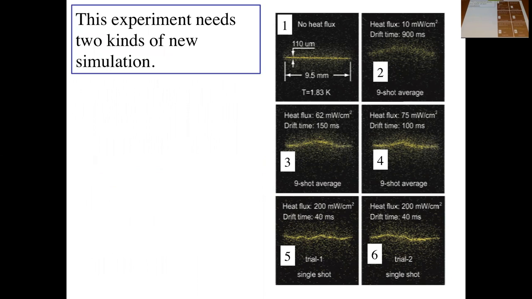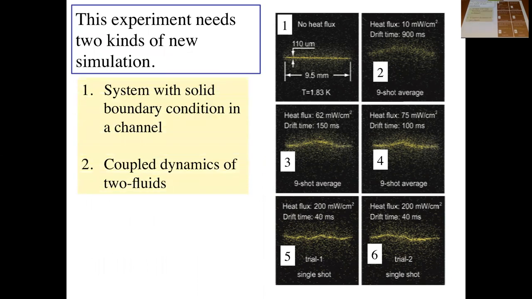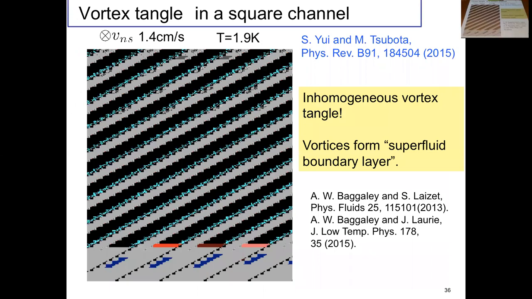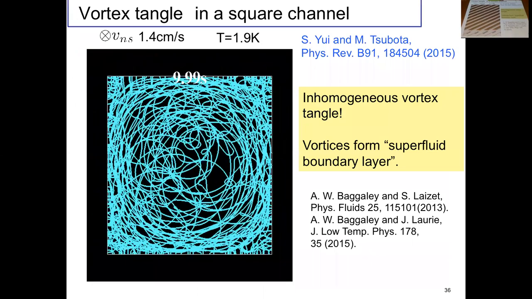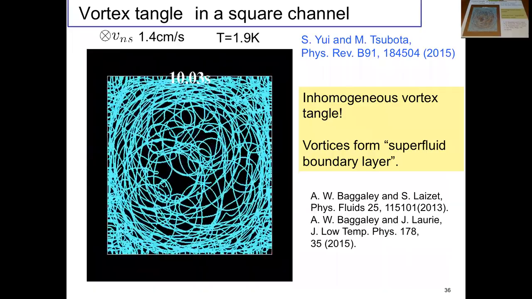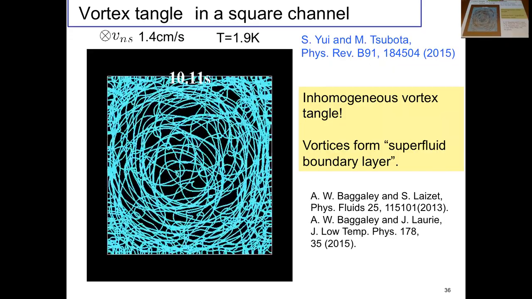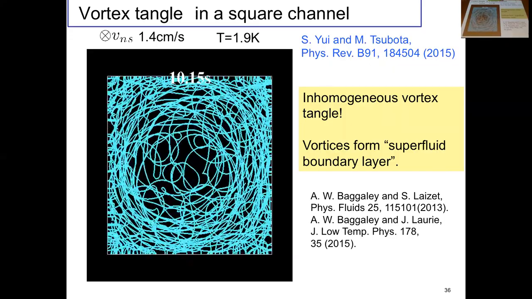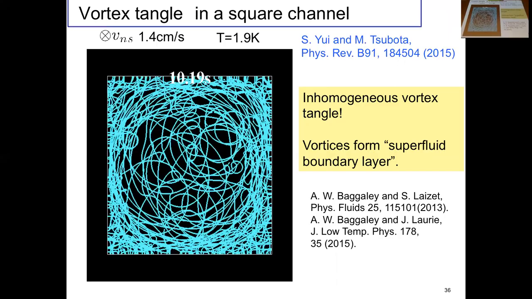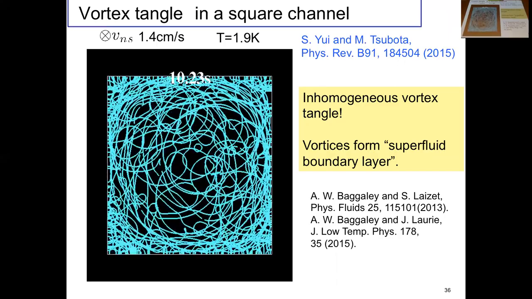So this experiment needs two kinds of new simulation. One is a system with solid boundary condition in a channel. The other is a coupled dynamics of two fluids. First, this is the vortex tangle in a square channel. The flow is along this direction, and some vortex series expand from the central part to the third wall. So this is an inhomogeneous vortex tangle.